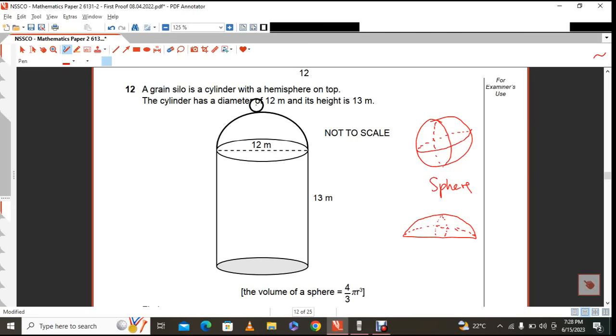The cylinder has a diameter of 12 meters and its height is 13. Okay, so from there all the way down there, that's the 13.